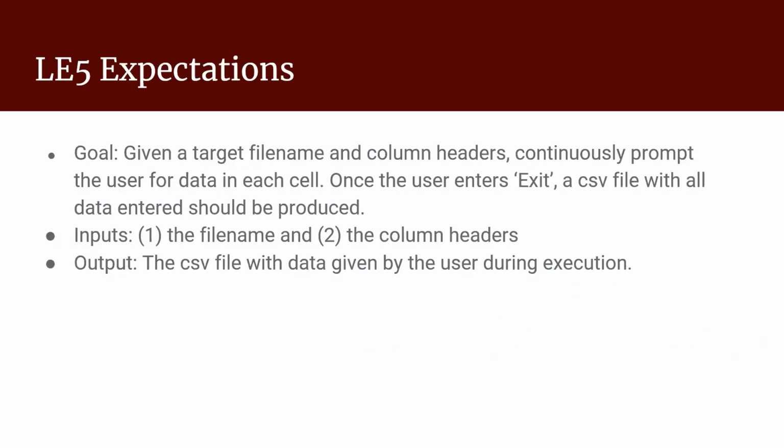Okay, so we are going to be given a target file name and column headers at the start of the program. This is going to give you everything that you need to set up to create the file. And then we'll ask to continuously prompt the user for data in each shell. This is very similar to PA2, where you continuously ask the user for input. Once we get an exit, the main thread should push to a bounded buffer and signal that to stop the data entry thread. Again, this should seem familiar to you with PA3.